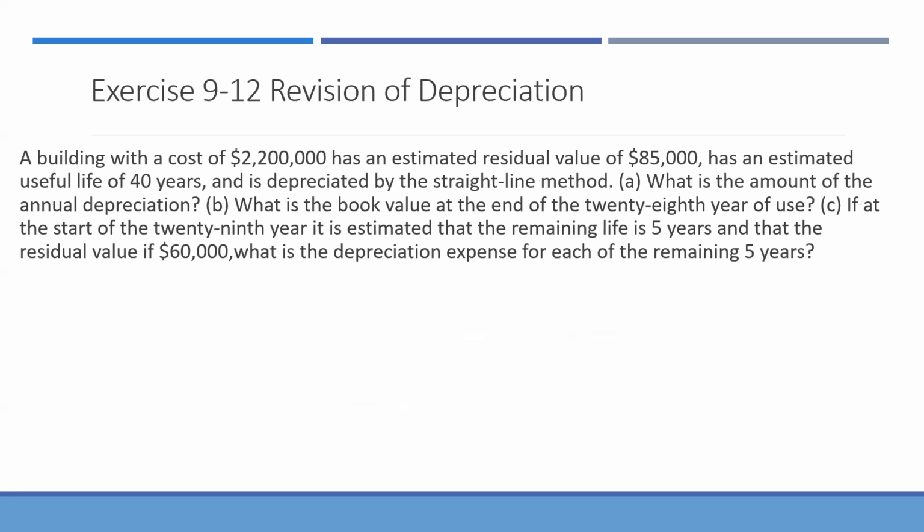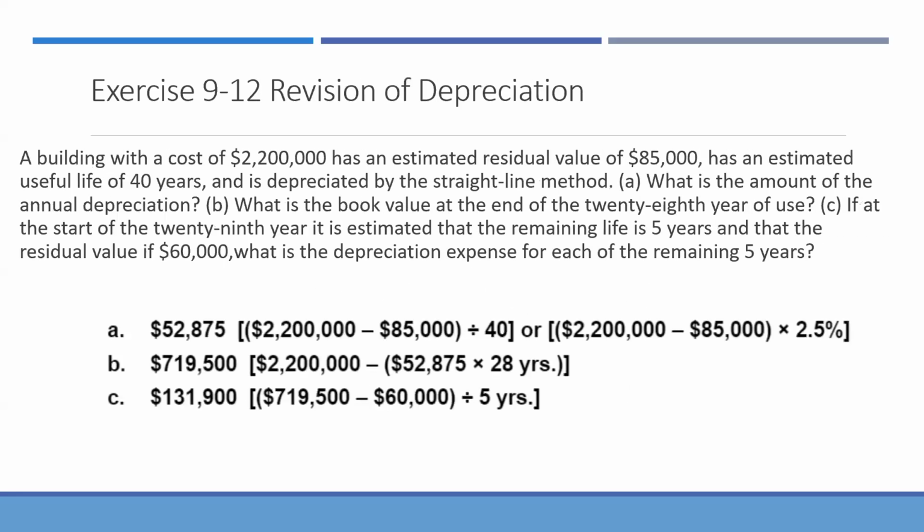And then for revision of depreciation methods, if we depreciate this asset, we start with a $2.2 million cost. We have a straight line method, residual value of 85,000, and a useful life of 40 years. What does it look like at the end of 28 years of use? We take the straight line percentage of 2.5% times the depreciable base, and the annual depreciation is 52,000 a year.